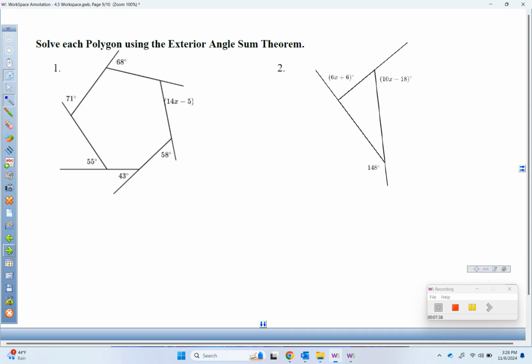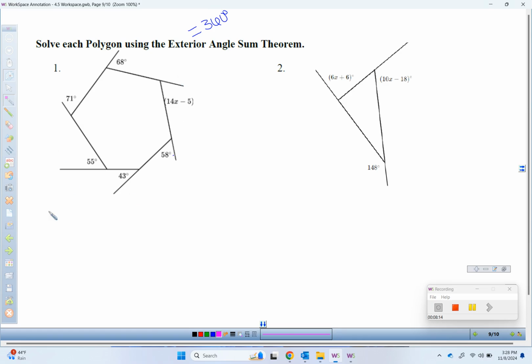Solve each polygon using the exterior angle theorem. Based off what we have learned, all exterior angles will sum up to 360. Okay, so now it's giving us values for each of these angles, and we need to find x. So if we add all of these together and set them equal to 360, we can solve for x. So let's go ahead and combine like terms.